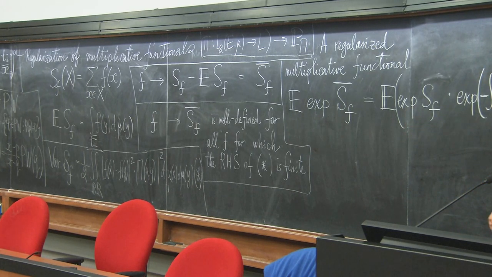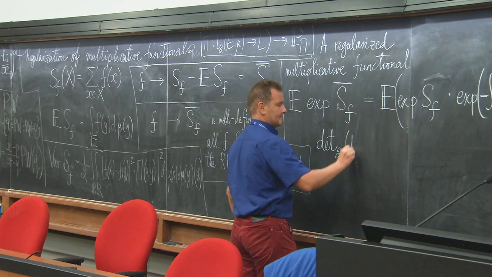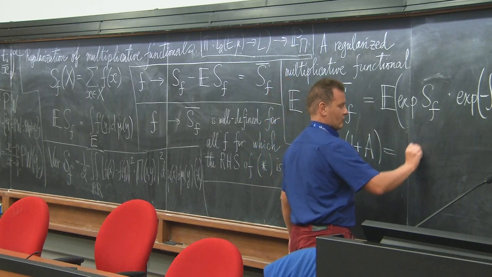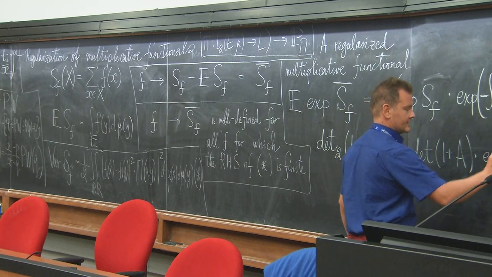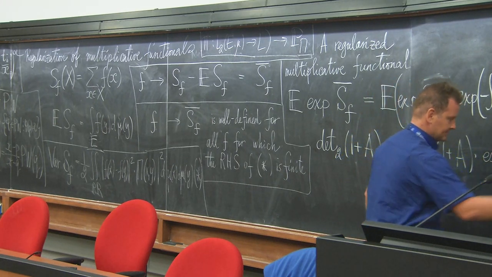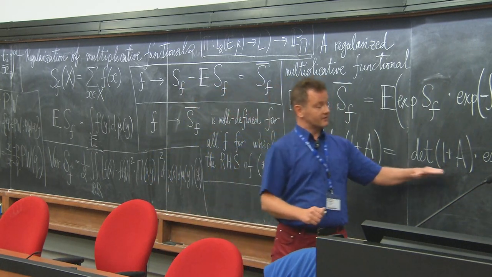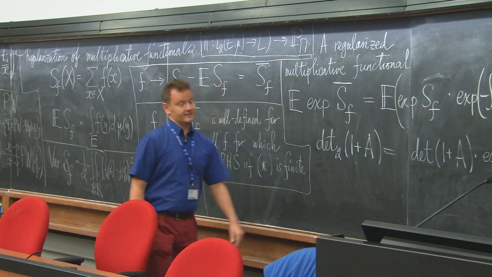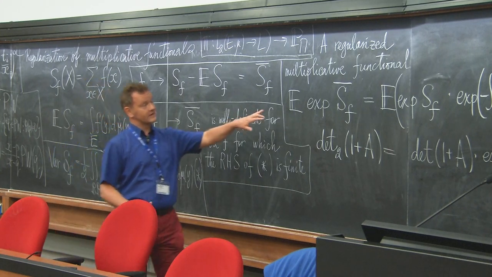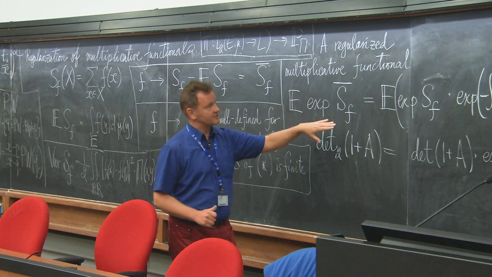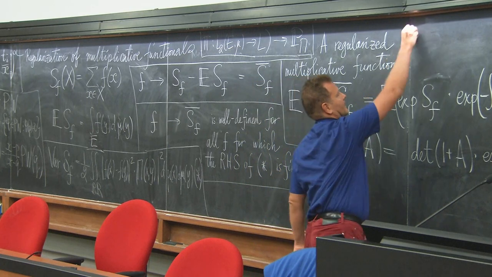So this is exactly the same situation as what I wrote, in fact, for the Hilbert-Carleman regularization of the determinant. This determinant can be well defined when neither this nor this is well defined. This regularized multiplicative functional is well defined, even in situations when neither this nor this is well defined, by a certain limit transition.